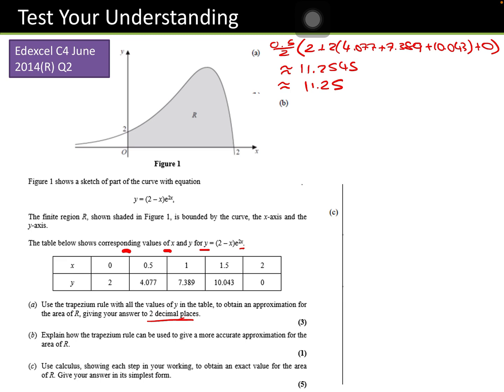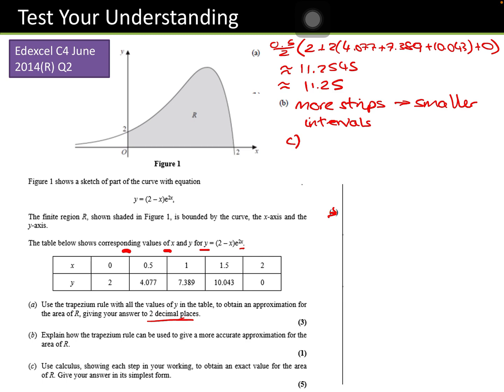Part B, explain how the trapezium rule can be more accurate. Well, that's using more strips, so smaller intervals. Okay, what it's really looking for is for you to say you need to do more lots of it. You need to have more parts to it.